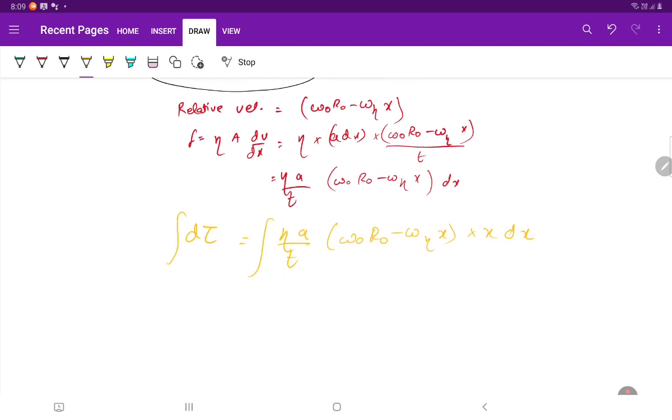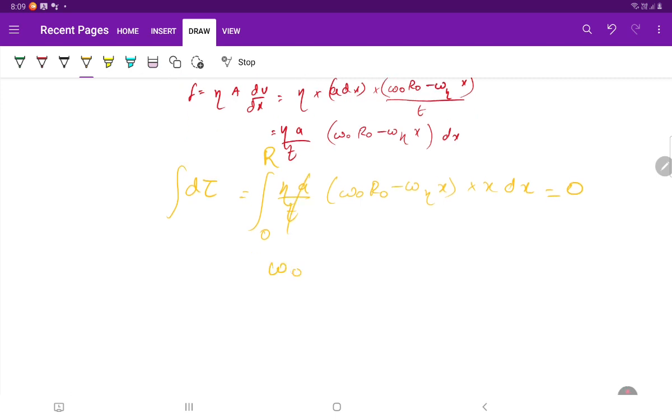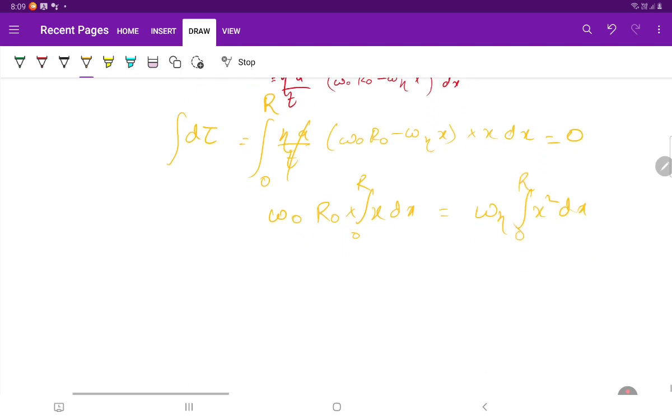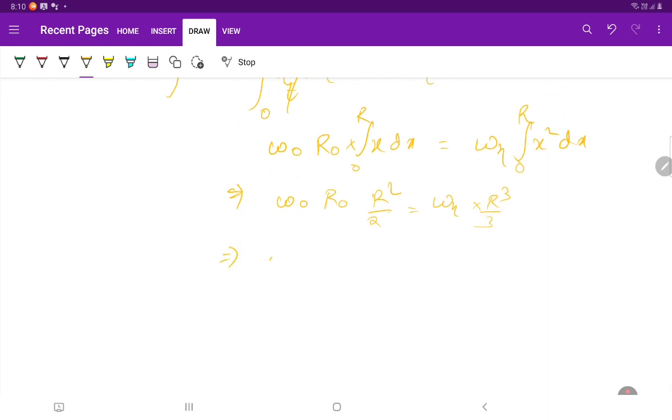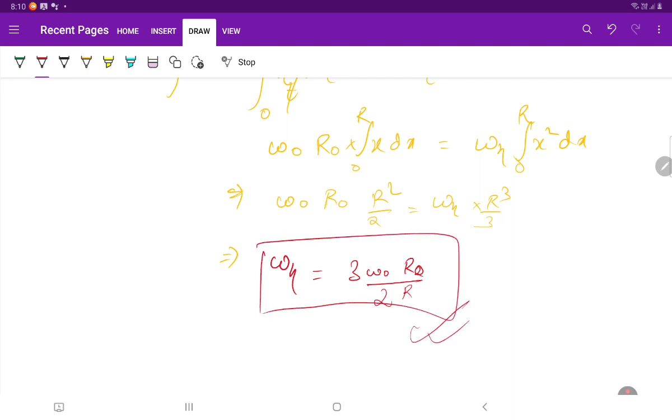Now the integral of this torque from 0 to r should come out to be 0, right? Then only it will attain the steady angular velocity. Just cancel out eta, a and t. You will get the integral of omega naught r naught into x dx from 0 to r is equal to the integral of omega eta x square dx from 0 to r. From here you will get omega naught r naught r square by 2 is equal to omega eta into r cube by 3, and then omega eta is equal to 3 omega naught r naught by 2r. So that's the answer to the second part.